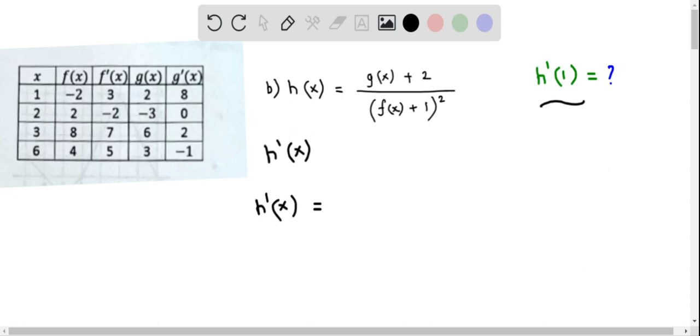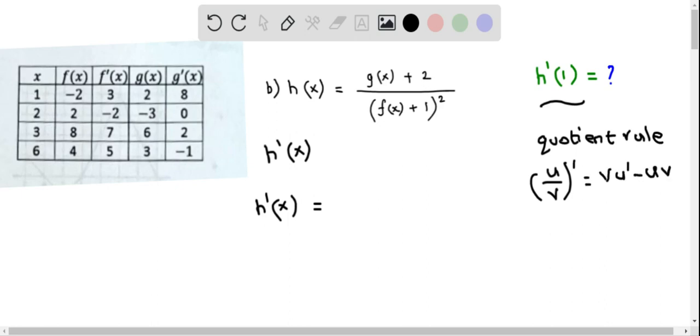And we have to find the derivative of the right side expression. For this, we can use the quotient rule. That is the quotient rule of differentiation. That is, if we have u over v, its derivative is given by v u prime minus u v prime over v squared, where u prime is the derivative of u and v prime is the derivative of v. So we can consider the numerator expression as u and the denominator expression as v.